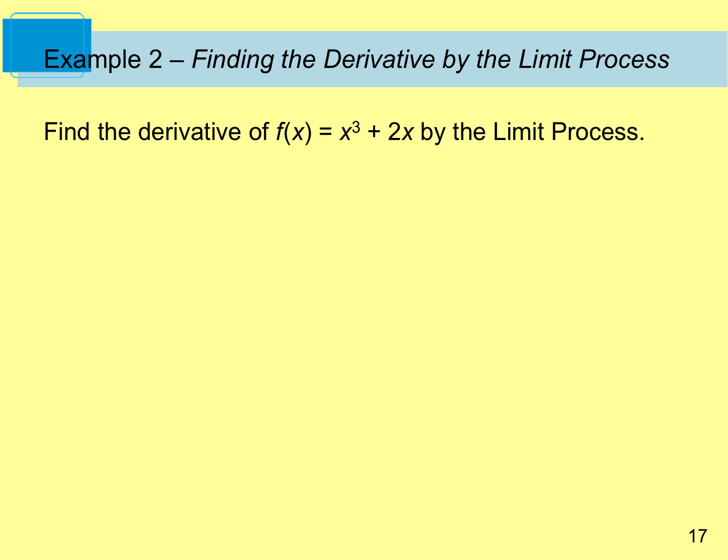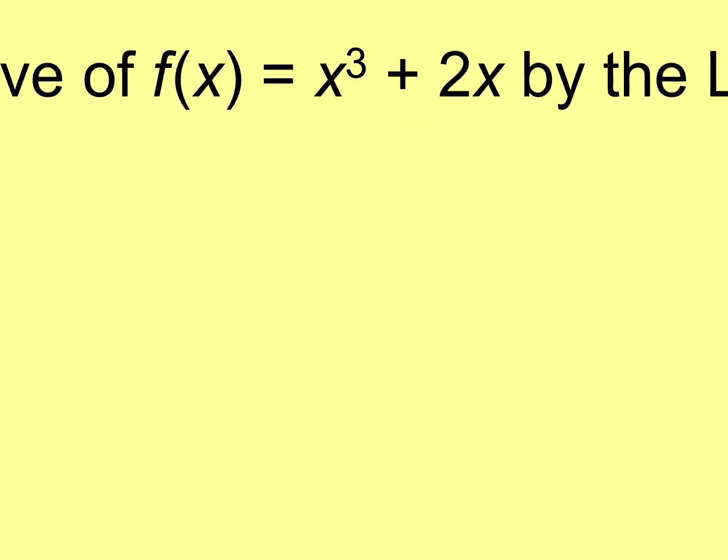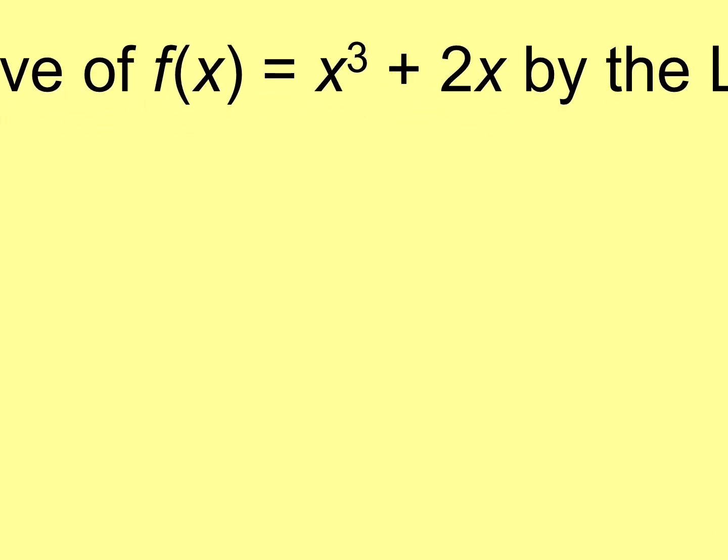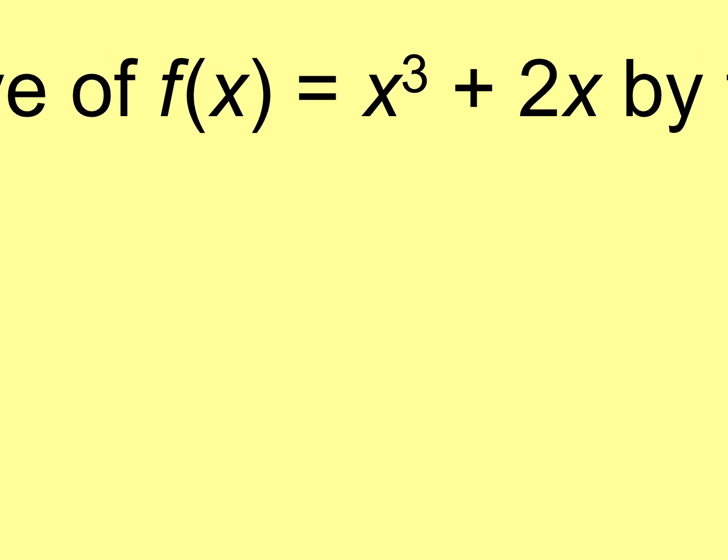Let's look at example 2. So we want to find the derivative of x cubed plus 2x by the limit process. As we go on into this chapter, we'll talk about other ways we can find the derivative, which once you see it'll be like a major shortcut. But for now, we're going to use the limit process. So the limit process is the limit as dx approaches 0 of f of x plus dx minus f of x over dx.